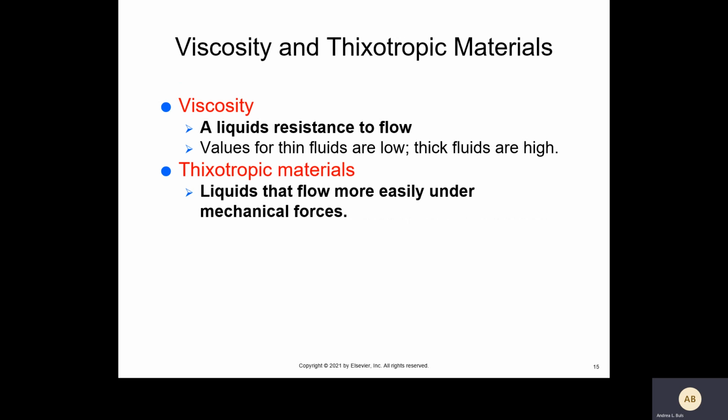We talked about viscosity in the last chapter as well. And what is viscosity? It is a liquid's resistance to flow. So it gives us a value for how thin a fluid is. That would be low viscosity. And if a material is really thick, it's going to have high viscosity. Thixotropic materials are liquids that flow more easily under mechanical force.